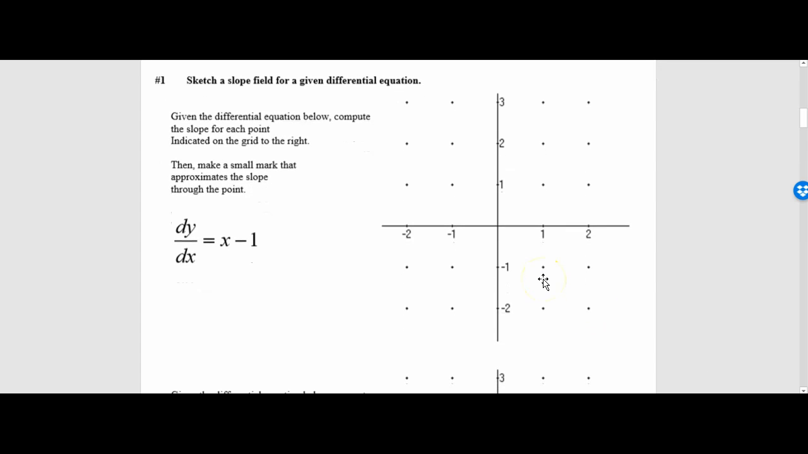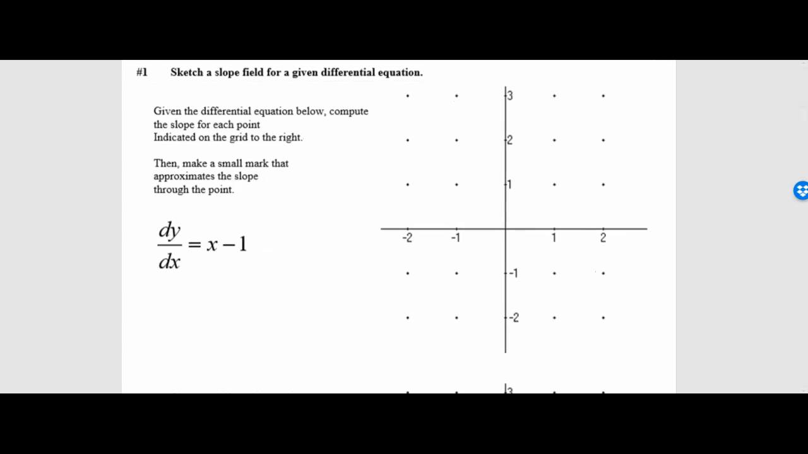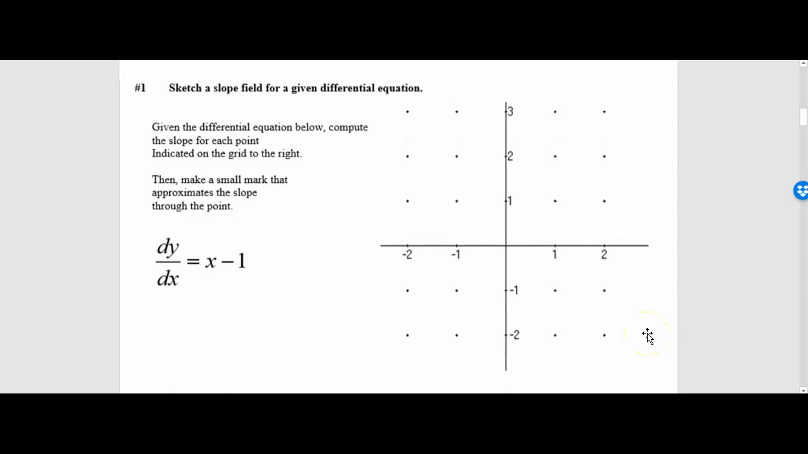So it says sketch a slope field for a given differential equation. Okay, so when we're sketching a slope field, it's really exactly what it says, right? It's a field of slopes. So if we have this differential equation, dy dx is equal to x minus 1. Well, essentially what this is telling us, right, this is a derivative. So this is telling us the dy dx value for certain x and y values.